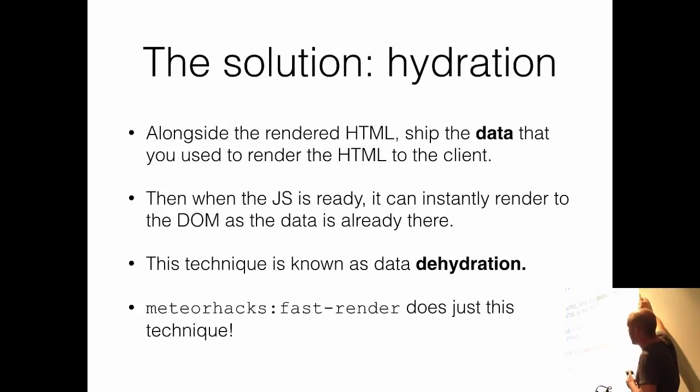Well, they call it hydration. And basically the idea is that when the server renders the HTML that the user needs to see, it also, embedded in that HTML, ships the data that it used to generate it. So that when the JavaScript is ready, it already has the data that it needs to render the page. And this is called dehydration, dehydrating the data and then hydrating it again on the client. And actually, in Meteor, you can do this. Fast Render does it. So if you guys have heard of Fast Render, this is exactly what Fast Render does.